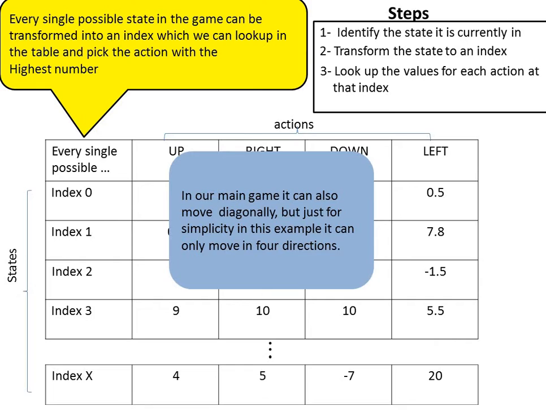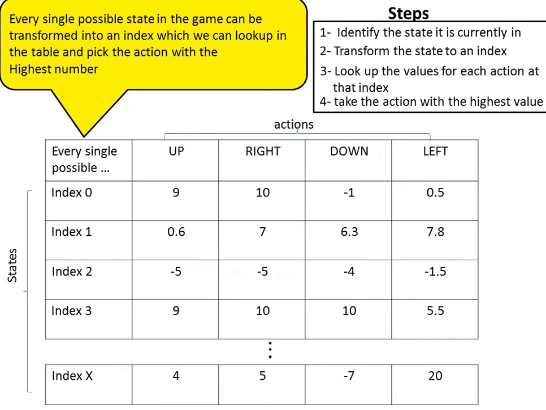Not in our main video game, just in this example. At each row, there are 4 values representing up, right, down, and left. All it has to do is pick the action which has the highest value.